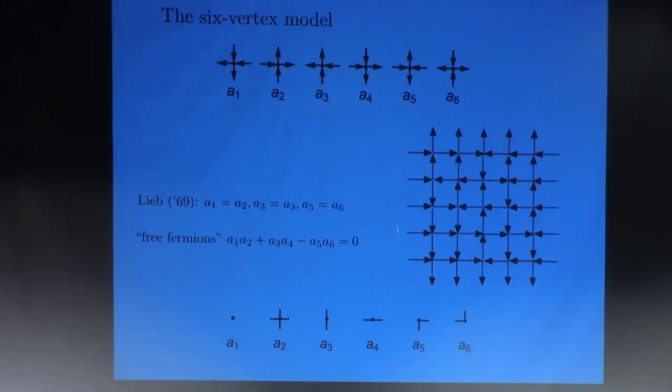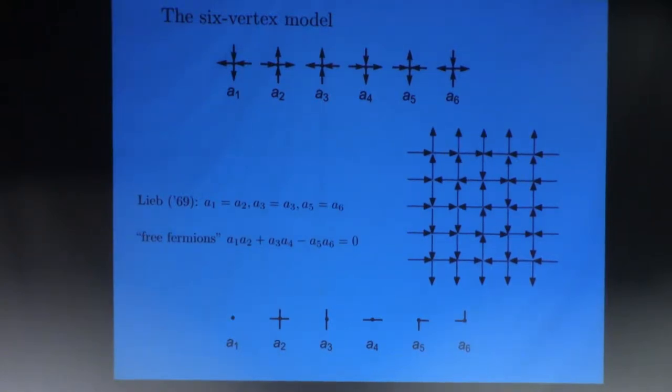When you have a big configuration like this, you look at all the vertices of type A1, all the vertices of type A2, and so on, and the weight of that configuration is A1 to the number of vertices of type A1, and so on. Then you turn that into a probability measure by dividing by some normalizing constant to get a probability measure on this finite state space.